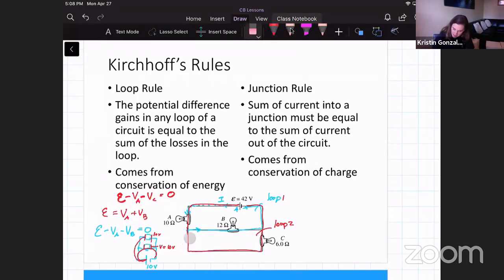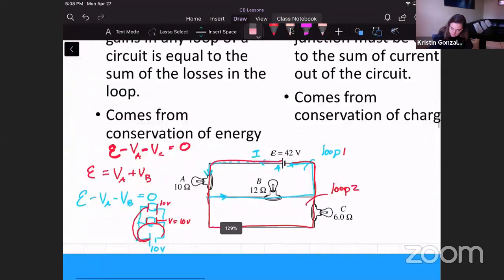So if we look at that here, I'm going to erase this stuff again. Let's look at that junction.